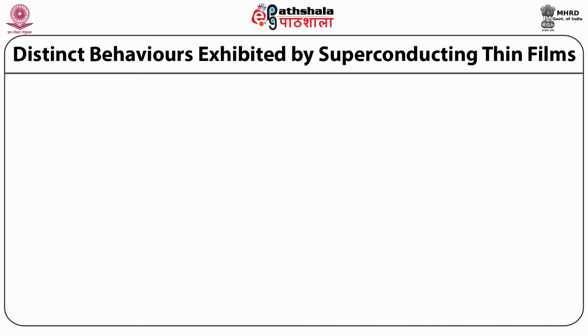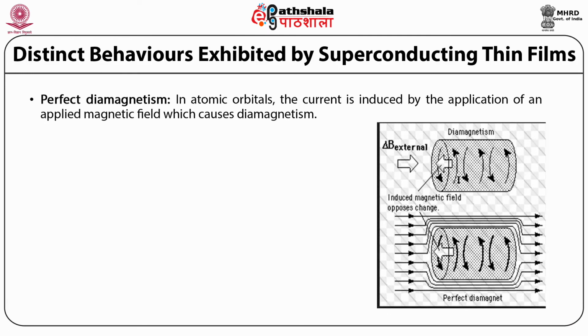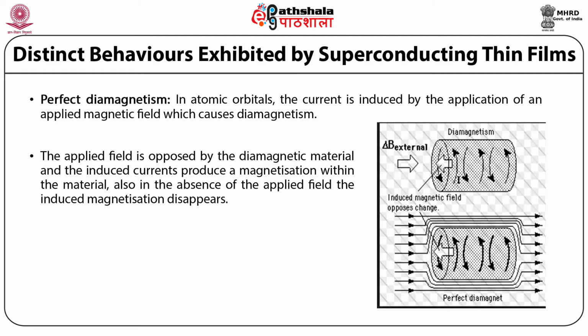Another important property of superconductors is perfect diamagnetism. In atomic orbitals, the current is induced by the application of an applied magnetic field, which causes diamagnetism. The applied field is opposed by the diamagnetic material, and the induced currents produce a magnetization within the material. Also, in the absence of an applied field, the induced magnetization disappears.